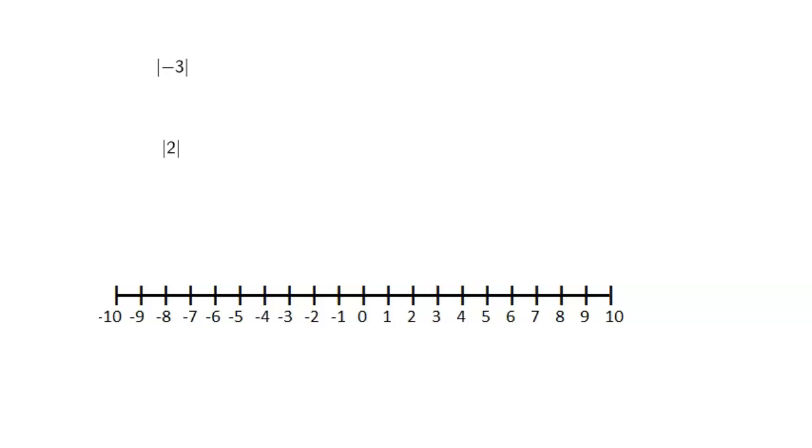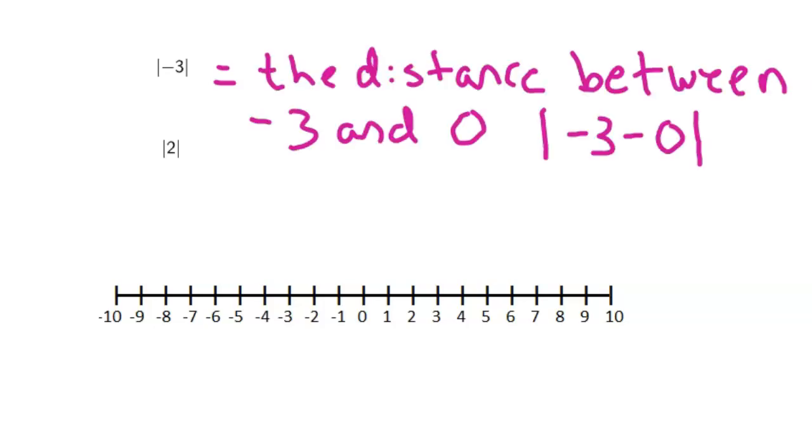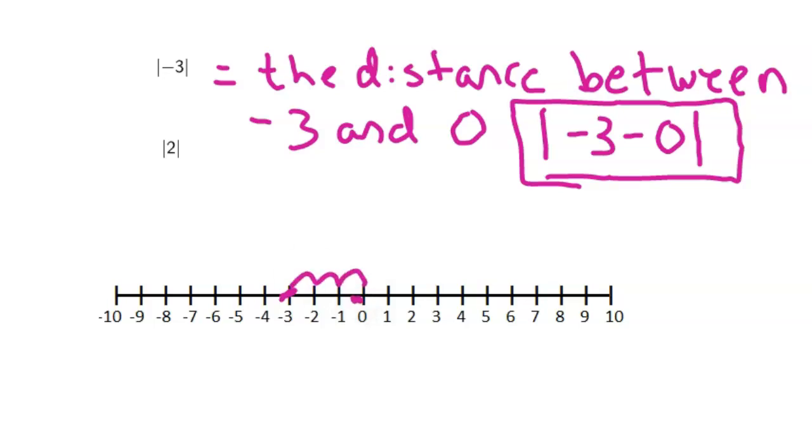Now let's take a look at just the absolute value of -3 with respect to distance. The absolute value of -3, we could rewrite as the distance between -3 and 0. So I have it here, the distance between -3 and 0. We assume that there is a 0 in there if you think about it as distance. Now the distance from -3 to 0, if you just count it, is 1, 2, 3. So that distance is 3.